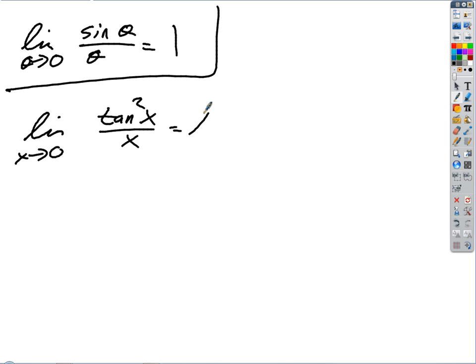So this becomes limit of, I'm just going to pull that x out, how about? And we'll make this tangent a sine x over cosine x squared, right?